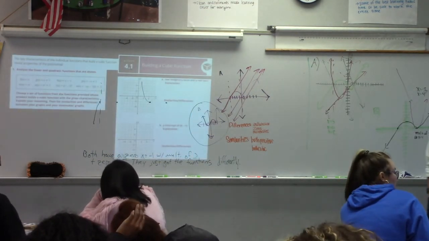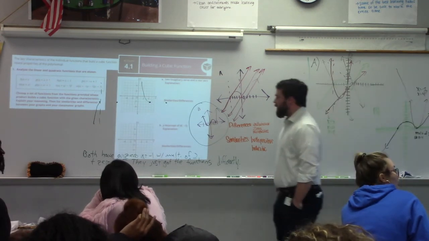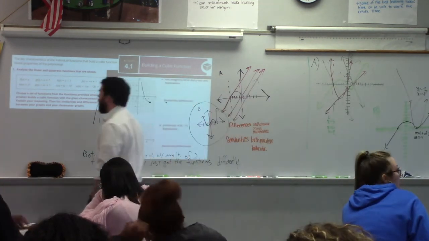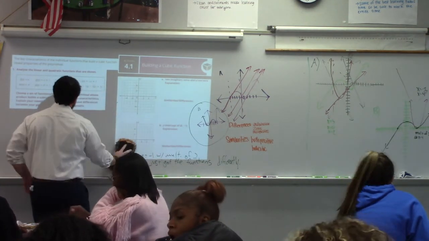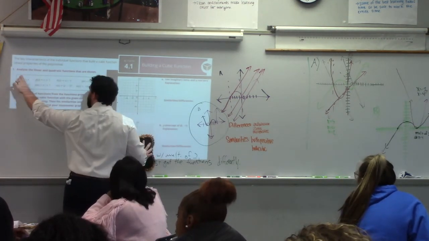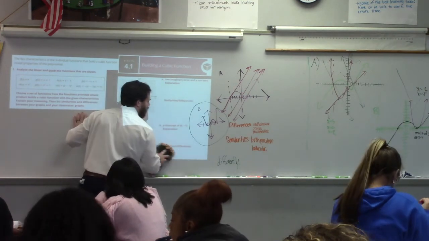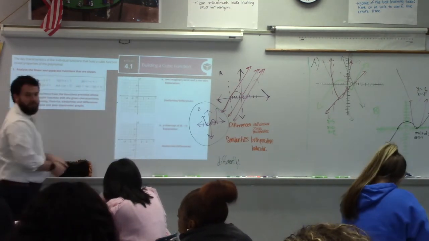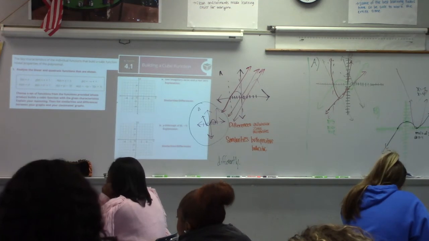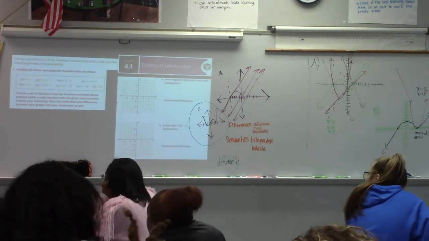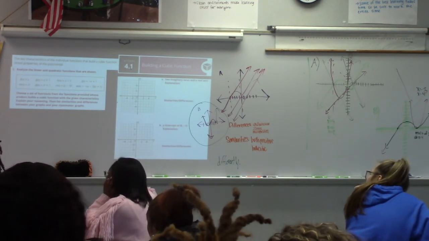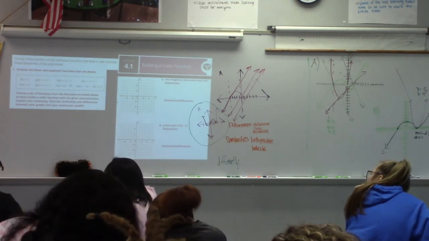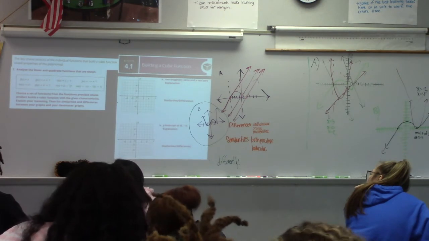But here, that's bringing us to activity 4.1, building a cubic function. And notice, when we build a cubic function, what type of functions do we have in this box? What are all of them? They're all either quadratic or linear, right? Because if you're building a cubic, the only options are to multiply linears and quadratics. That's the only way to make a cubic.